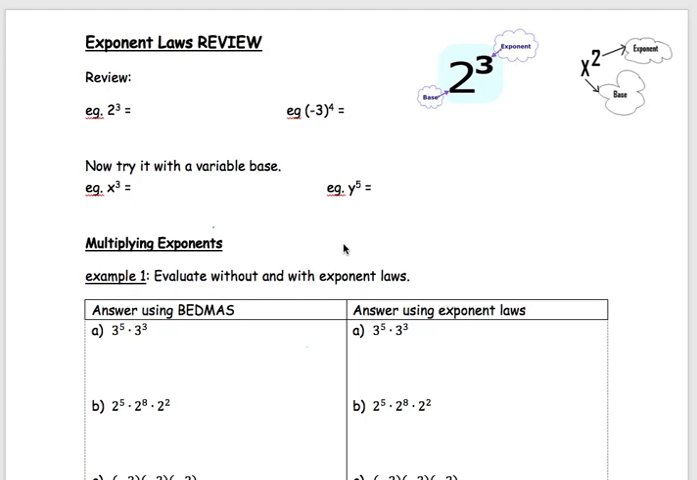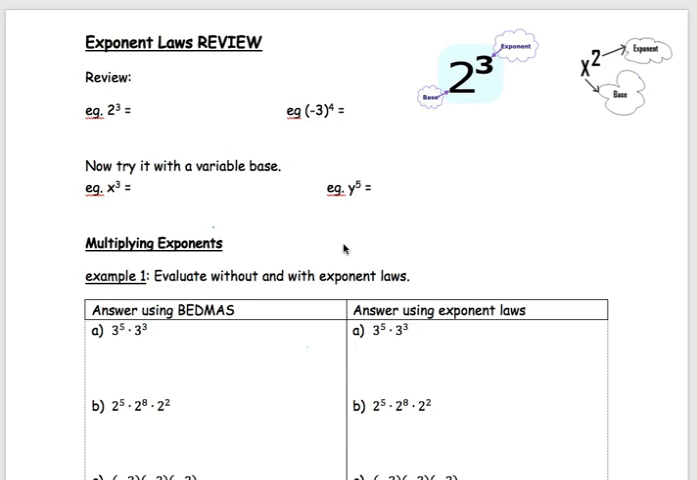Welcome to the Exponent Laws review lesson. So I'm going to go over the exponent laws that you covered last year in grade 9. Again, when you're using FOIL and multiplying polynomials and so forth, you are using exponent laws all the time.